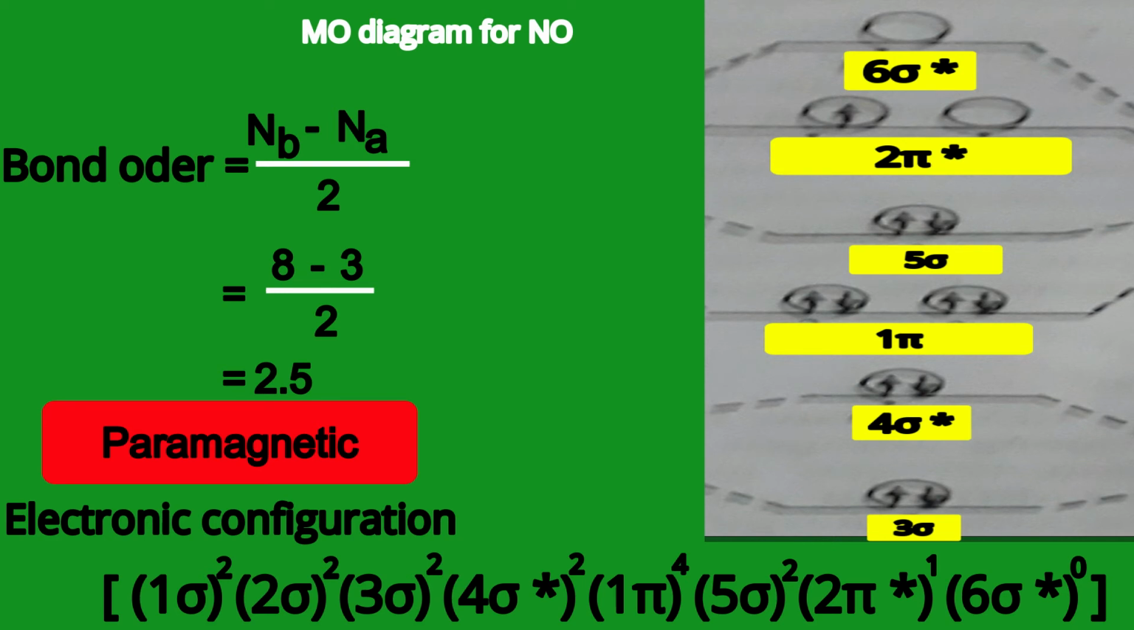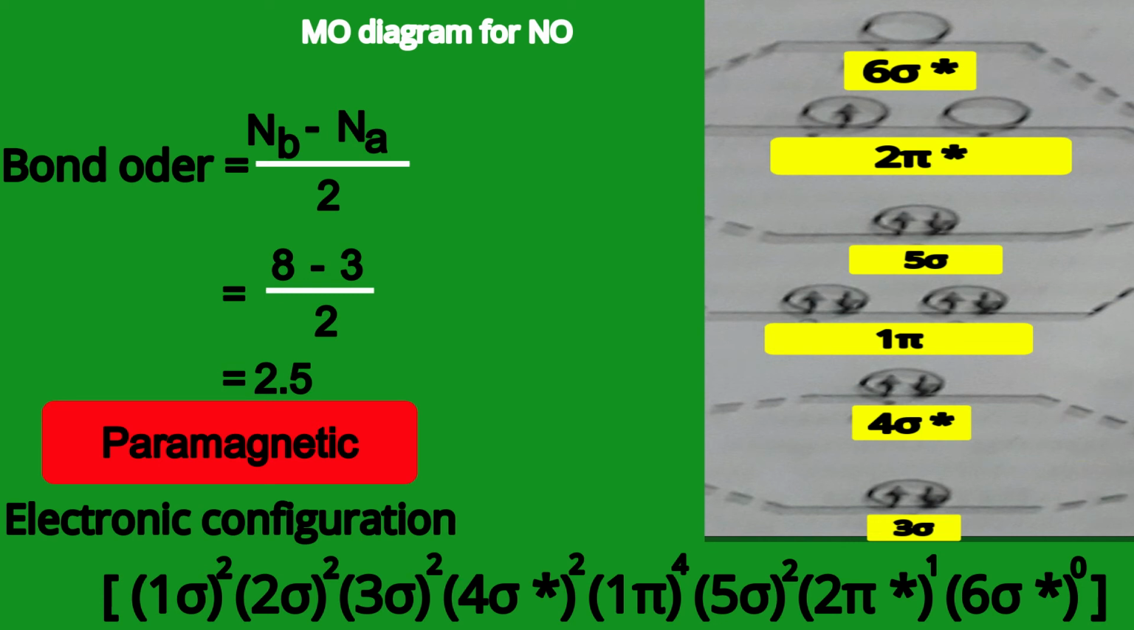How many electrons are there in those orbitals? 8. Which are antibonding orbitals? 4 sigma star, 2 pi star and 6 sigma star. In total, how many electrons are there in those antibonding orbitals? 3. So my answer for bond order is (8 minus 3) divided by 2, which is equal to 2.5. 2.5 is the bond order for the nitric oxide molecule. And practically also we found the same to be the case.